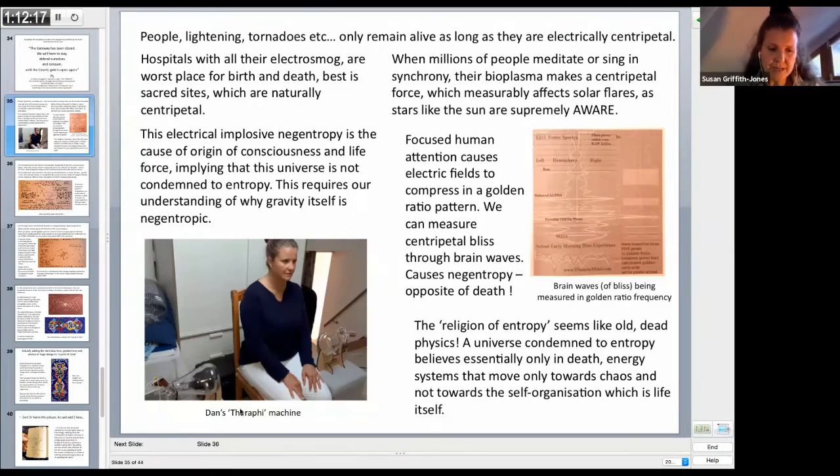You see here, he's created this Therify machine, and I'll describe this to you in a minute when we look at how the Hertzian waves are transformed into non-Hertzian waves. When millions of people meditate or sing in synchrony, their bioplasma makes a centripetal force which measurably affects solar flares, as stars like the sun are also supremely aware, and they pick up on this energy. Focused human attention causes electrical fields to compress in a golden ratio pattern, and we can measure the centripetal bliss through brain waves, which causes negentropy, which is the opposite of death.